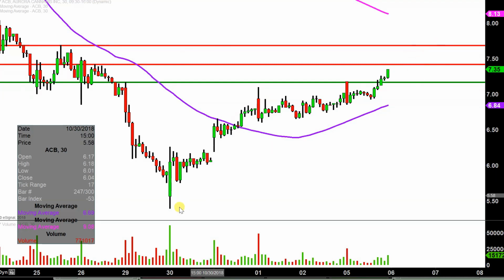Overall, though, ever since the price seemed to have bottomed out back here on the 30th, it's been a nice, slow, methodical grind upwards, and that's what you want to see. So just keep on building those higher lows and let the overall chart take care of itself.